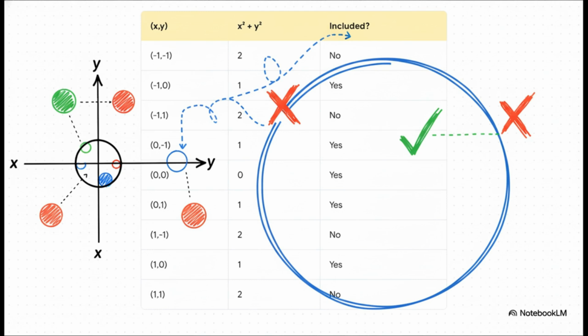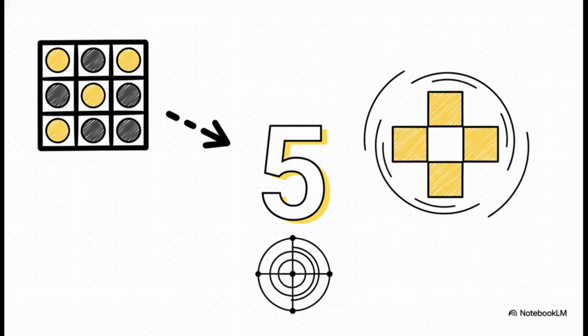Take a pixel at -1, 0. That gives us -1 squared, which is 1, plus 0 squared, which is 0, so 1. That's less than or equal to 1. So it's in. But now look at a corner pixel, like -1, -1. That gives us 1 plus 1, which equals 2. That's bigger than 1, so it's out. As you can see, all 4 of our corner pixels fail this test. And just like that, our 9 active pixels have been whittled down to just 5.